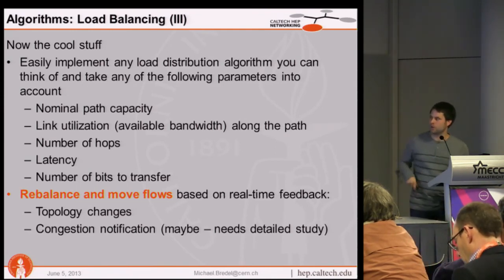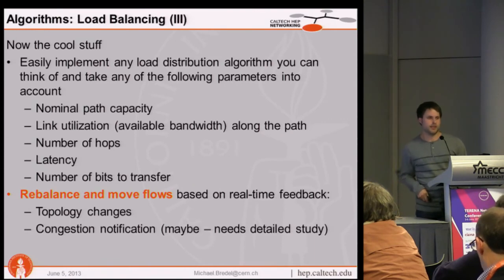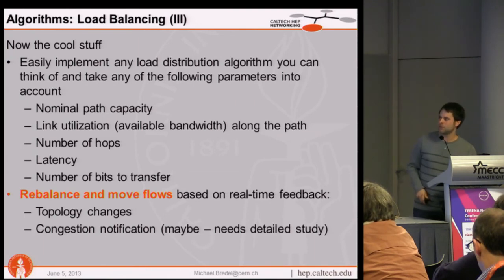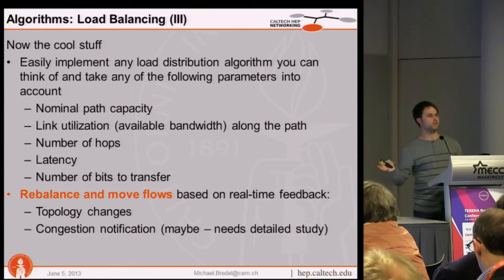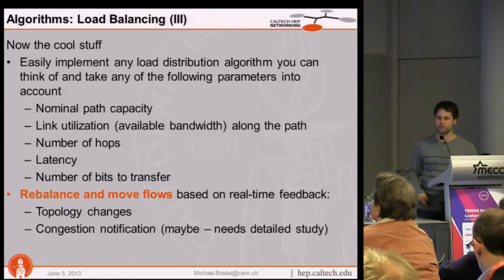And in the future, we want to do this dynamically, based on real-time feedback, like topology changes. That's obvious. If you have a fiber cut or something, your topology changes. You want to react to that. But also congestion notification. If one link is congested, I can move flows to different paths.